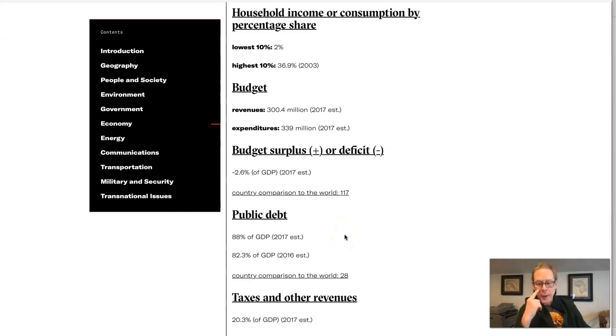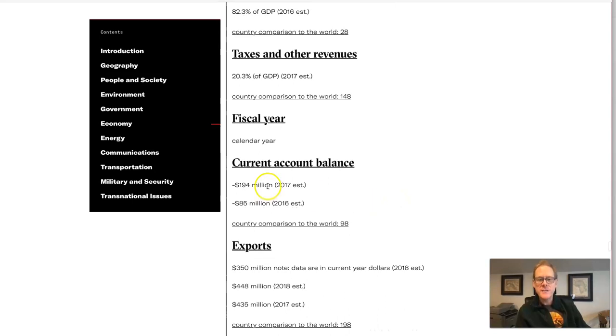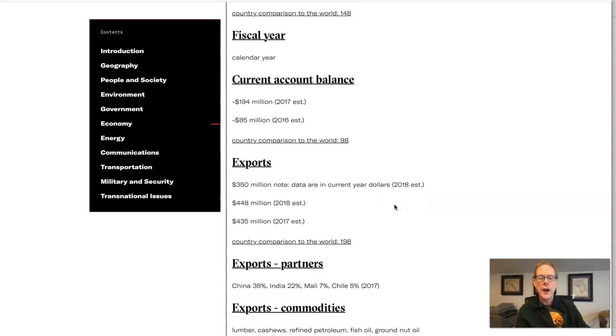And it's something I'll talk about here in a minute more, and that's public debt. In 2016, their debt was 82% of the GDP. By 2017, it was 88%. And each year, it's going to get more and more and more, okay? Taxes and other revenues, account balance, negative, of course, okay?